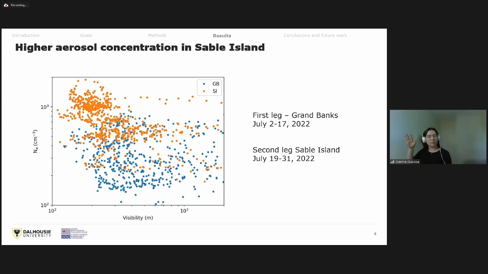So just an overview of the data for the whole campaign. We can see here on the x-axis the visibility, and then the y-axis is aerosol concentration. The orange points are all the measurements that happened in Sable Island, and the blue ones are on the Grand Banks. So we can see how lower visibilities happen most frequently in the Sable Island region, and they were also associated with higher aerosol concentration. On the other side, the Grand Banks had a more dispersed aerosol concentration that ranged, but the concentration of aerosols was still lower than in Sable Island.